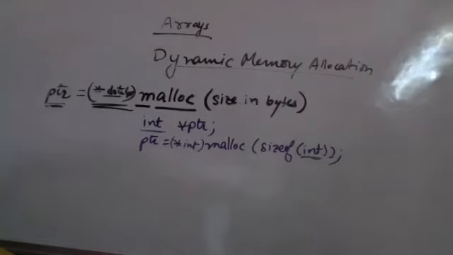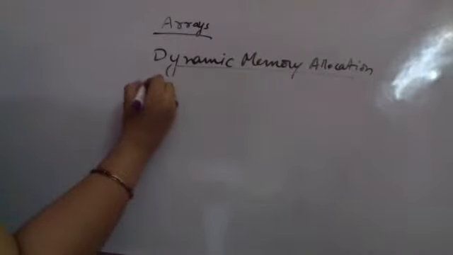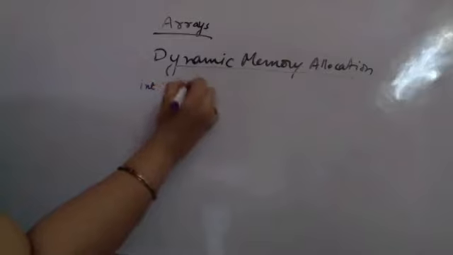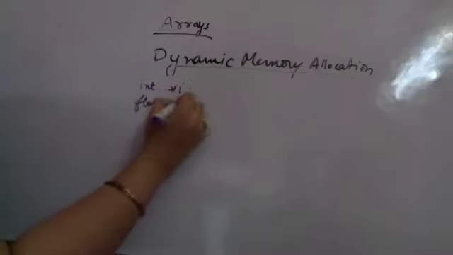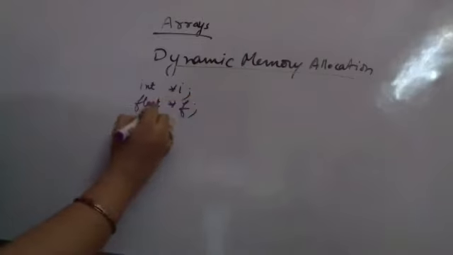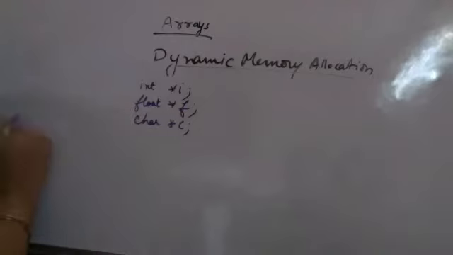We will take many more examples. Supposedly, let me take other examples also. Okay, let me take some more examples. I am having integer, say pointer I. Then I am having a float, say pointer F. I am having character pointer C. I want to allocate memory to these.